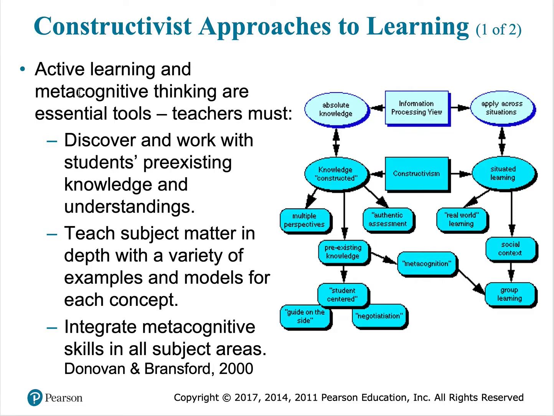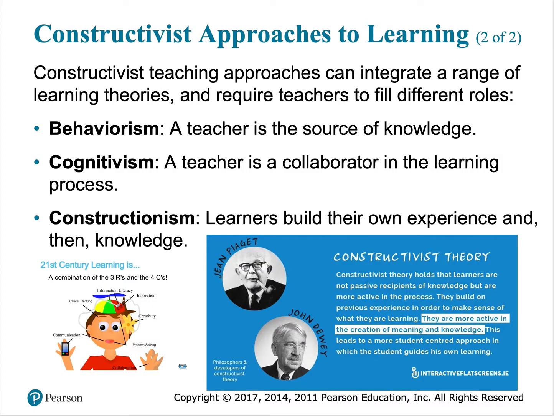meaning, cognitive just means using your brain to do it. Active learning is more about, or it can be hands-on, tactile learning. Again, we're working with a pre-existing knowledge and understanding of the student, and teach subject matter with a variety of examples and models for each concept. And then again, use the brain.